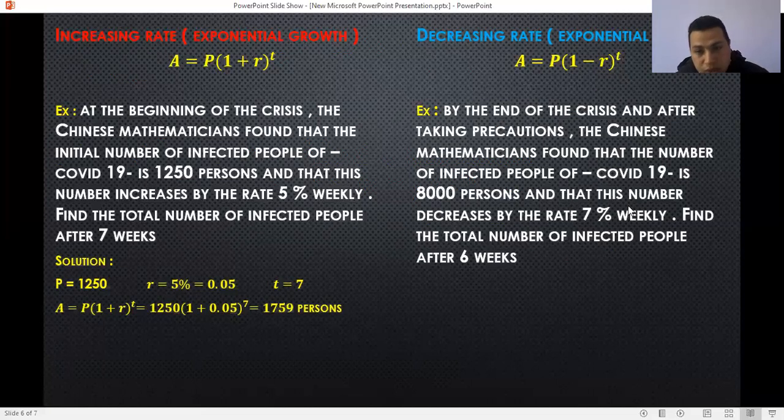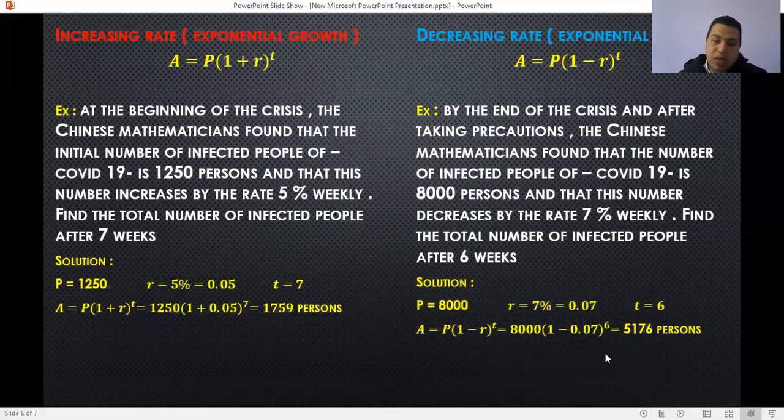Make sure that this rate is weekly, okay? And this is also in weeks. Then you can plug in these values directly and you can get the answer, okay?